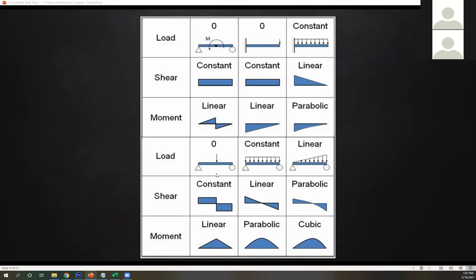Next, how about a point load? So point load, you have that. So reactions here and here. The reaction here is upward. Then you get a straight line. Then minus whatever force this is. Then you get another straight line. Then upward at the reaction here.